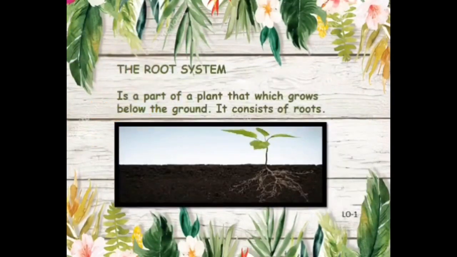Coming to the next slide, you can see here the definition of the root system. The part which is present below the ground. The part of a plant which grows below the ground and basically consists of only roots is called the root system. So this is the definition of the root system, that is a part of a plant which grows below the ground and consists of roots. In this way, your first learning outcome has been achieved. Now students, you will be able to define this root system.